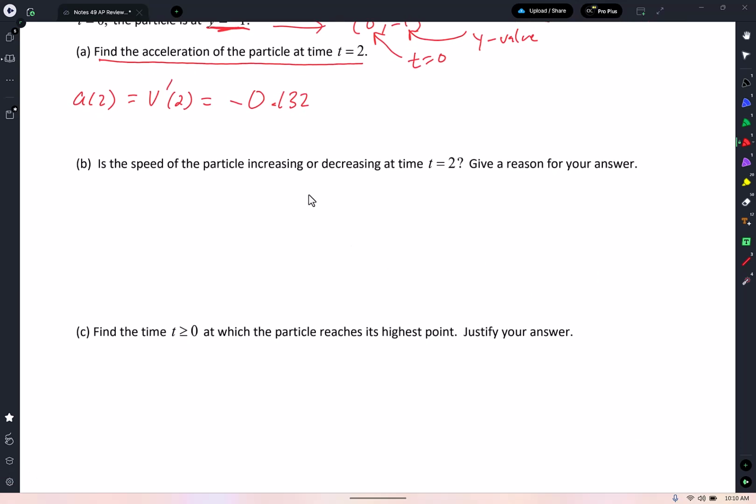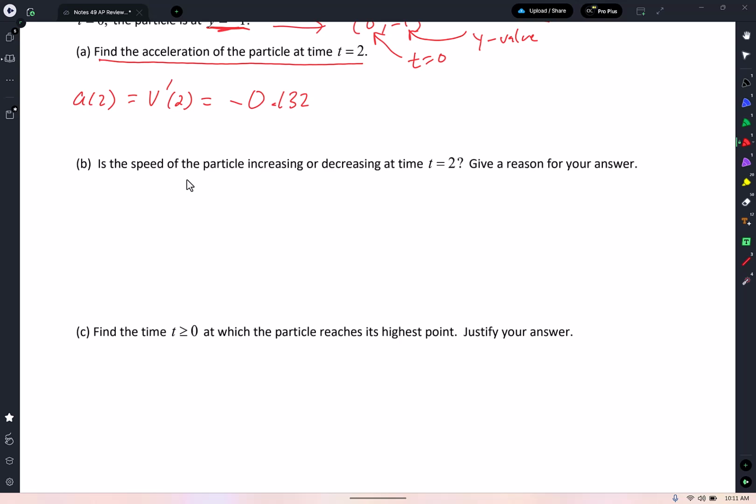I love this question. This is the question that you guys have been getting wrong on the flashcards. Is the speed of the particle increasing or decreasing at time t equals 2? This is pretty much like saying, am I speeding up or am I slowing down? So the speed is absolute value of velocity. If velocity and acceleration have the same sign, you're speeding up. Speed is increasing. If velocity and acceleration have opposite signs, you are slowing down. You're decreasing. Does that make sense?